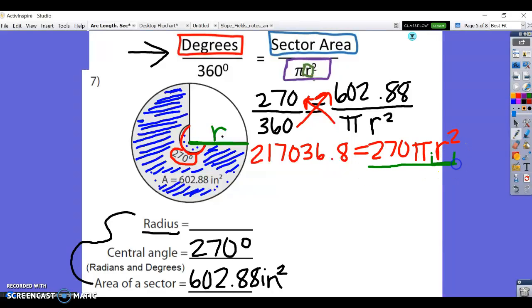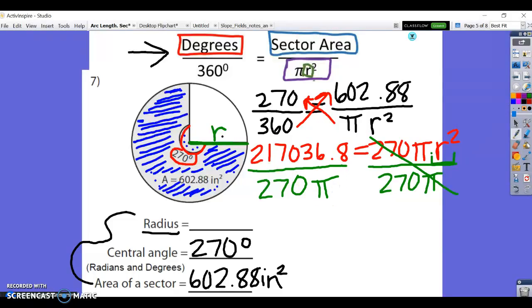So I'm going to divide both sides by 270 pi. I want to cancel that whole thing out. So this side, I'm going to divide by 270 pi. Guys, notice we're dividing by pi. When we divide by pi, we're going to go ahead and put it in our calculator. I'm going to show you what that looks like. So take your calculators out. You're going to do this with me.